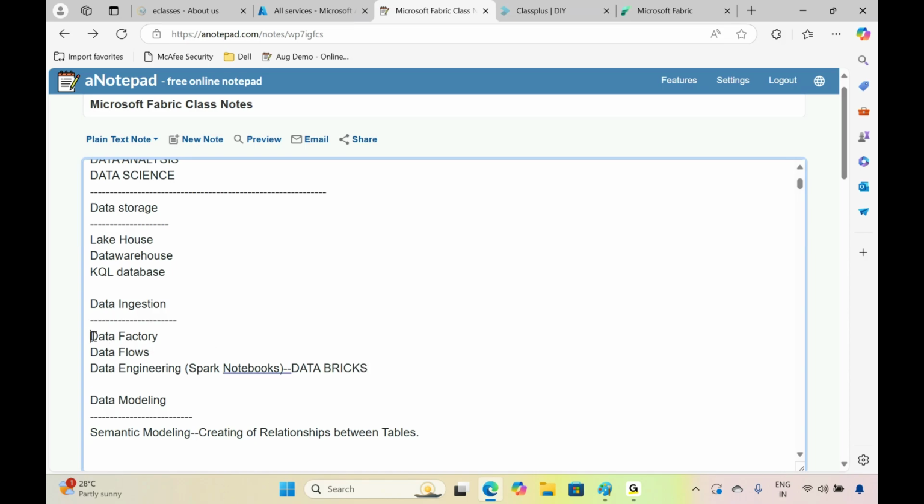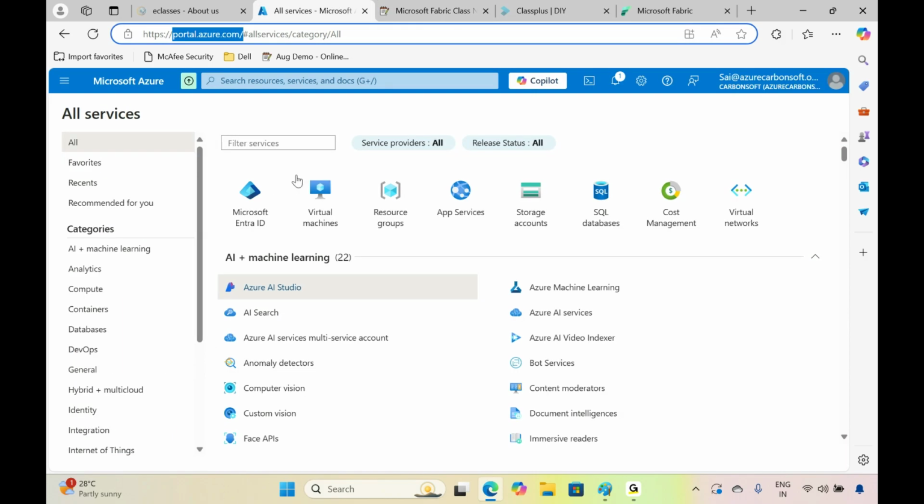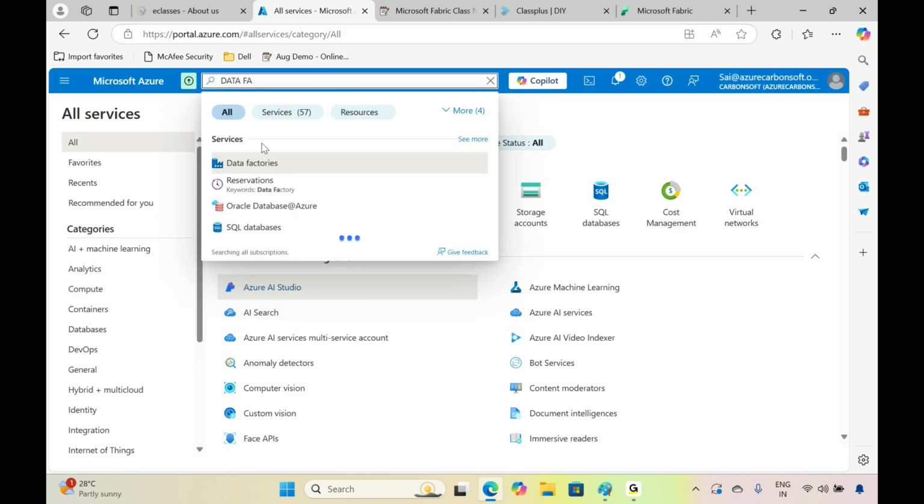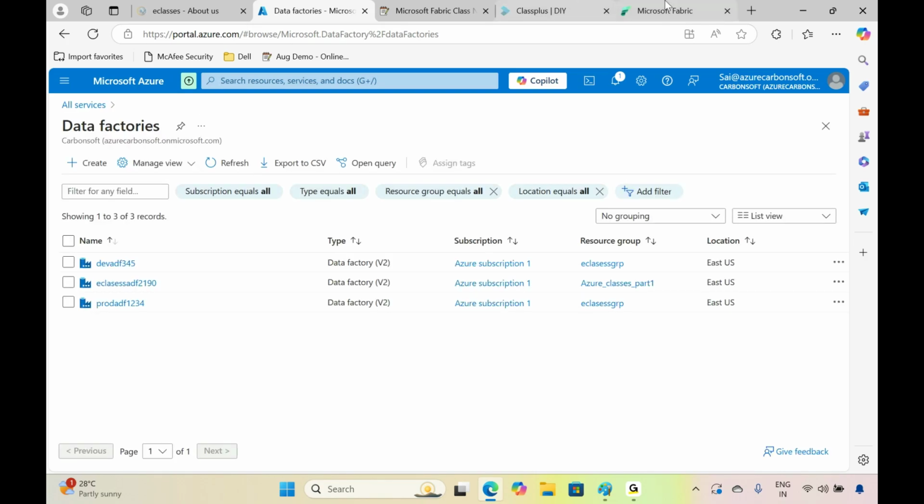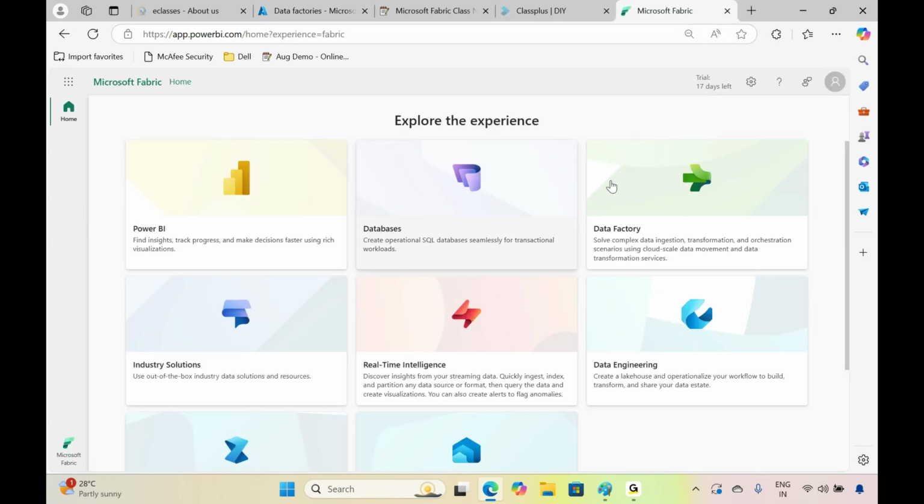This data factory is available inside the Microsoft Azure portal as well. Let's see here, data factory. The same data factory service inside this Microsoft Fabric also, you have it over here. See, there is a data factory.